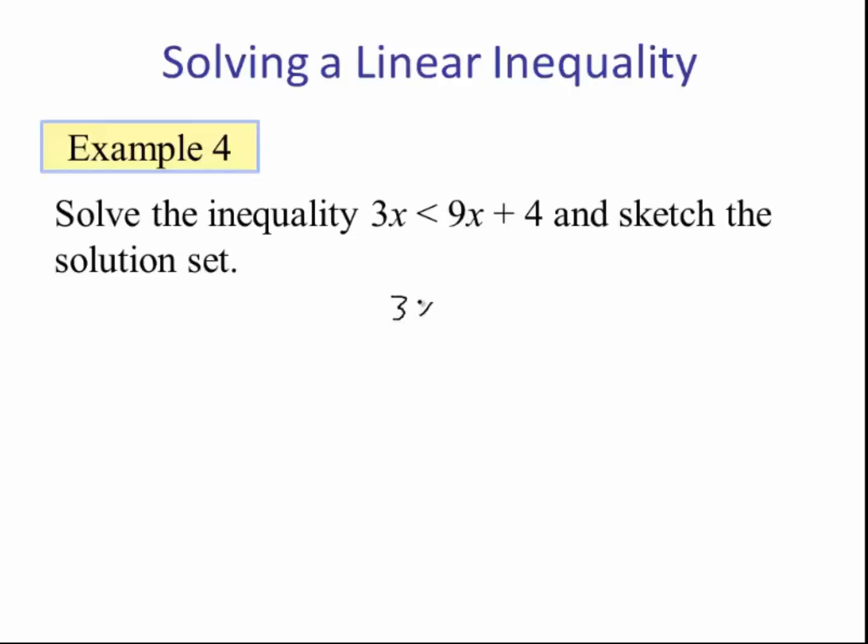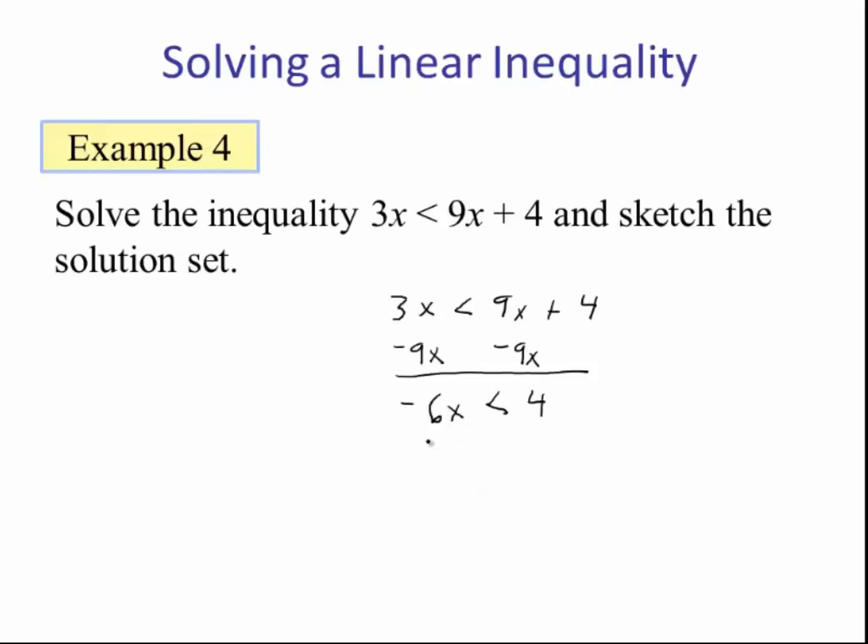So we have 3x is less than 9x plus 4, and because we want the inequality to be on the left hand side, I'm going to subtract 9x to both sides. We want all the x's on the left hand side. This becomes negative 6x. Bring down my inequality symbol, and we have 4.